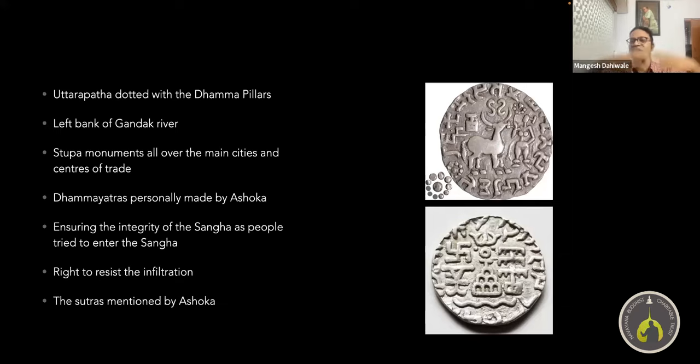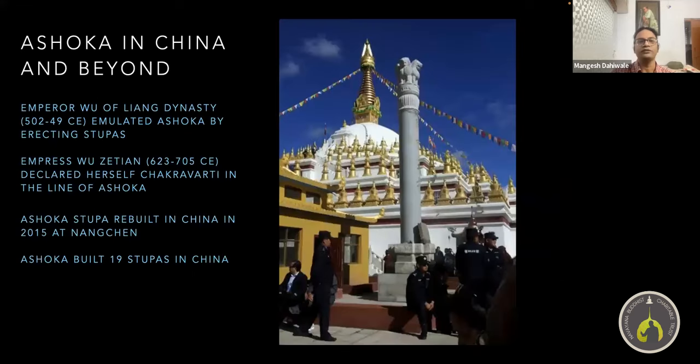Every 5 years, they had this big gathering, which was called the Moksha Gathering, where they talked about the Dharma, ensuring the integrity of the Sangha as people try to enter it, because it has become a powerful institution. And Ashoka took steps to resist the infiltration into the Buddhist Sangha. The sutras mention this, so he was very keen on the learning of Buddhism.